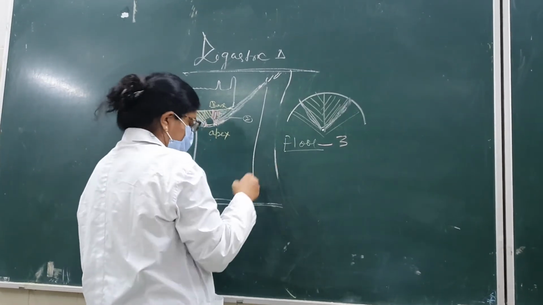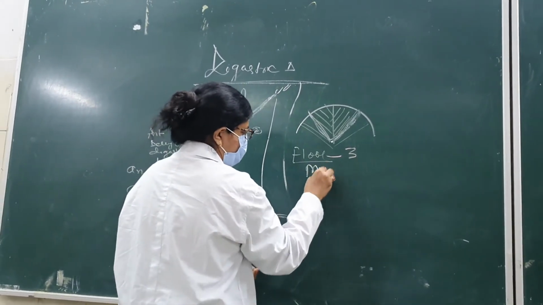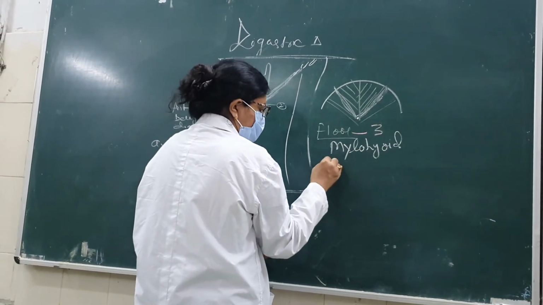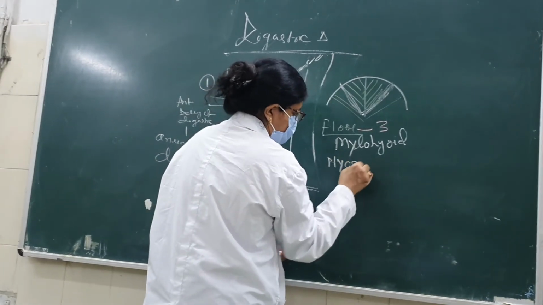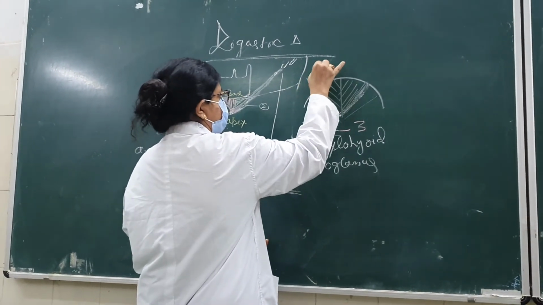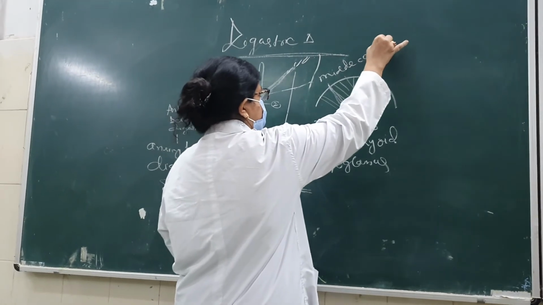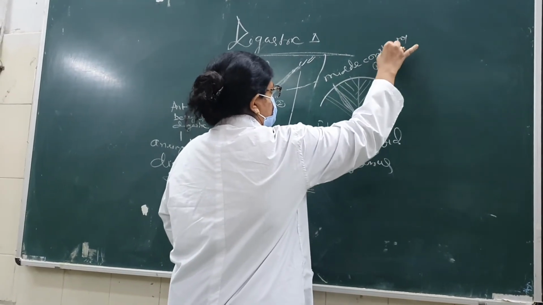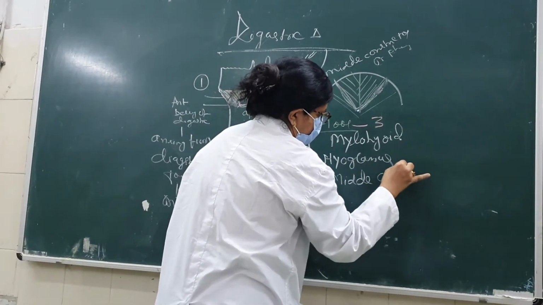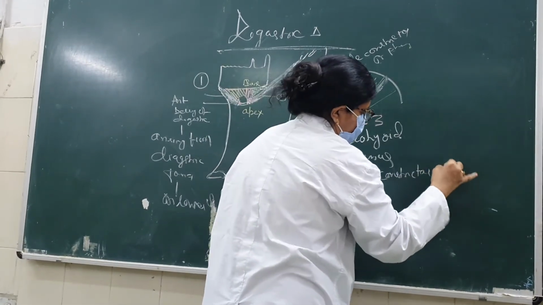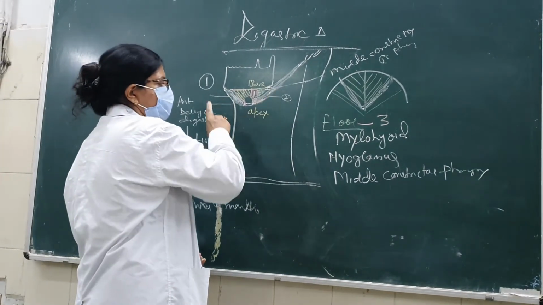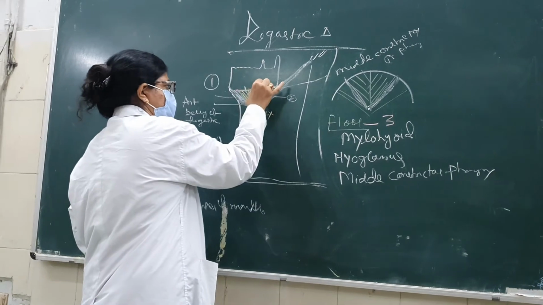Okay. So what will be there? We have mylohyoid, then we have hyoglossus, and this green one is your middle constrictor of pharynx. We have three constrictor muscles of the pharynx. So this will be the middle constrictor of the pharynx. Okay, middle constrictor of the pharynx. So these are the three muscles, 1, 2, 3. This is forming the floor.